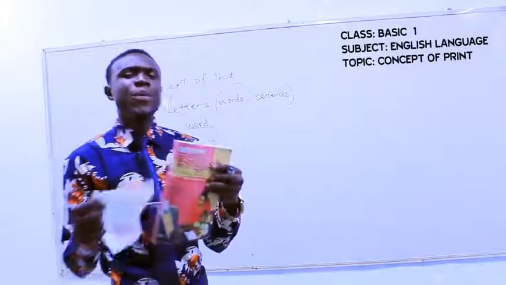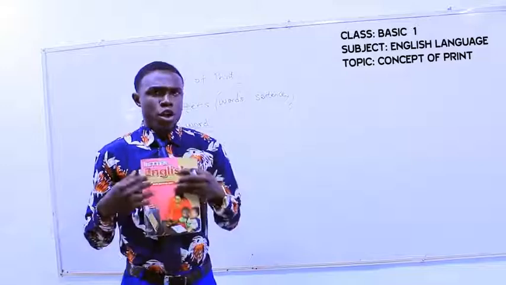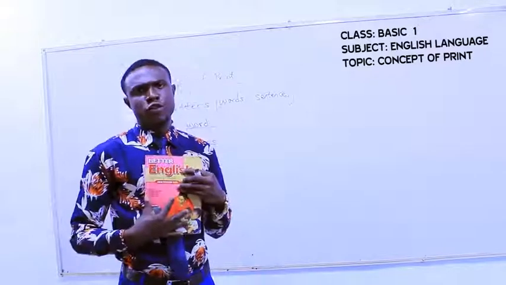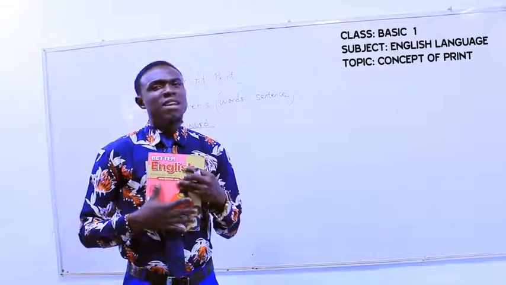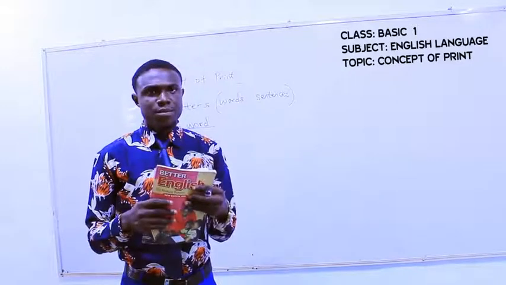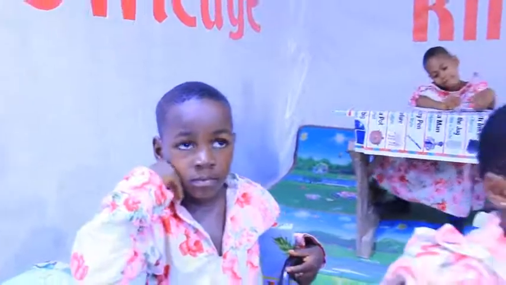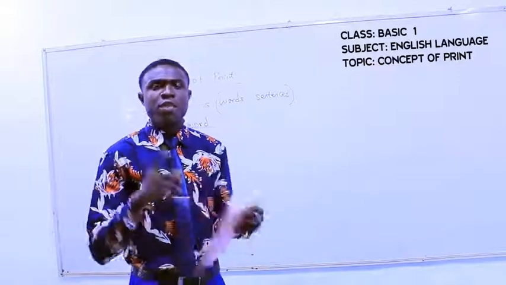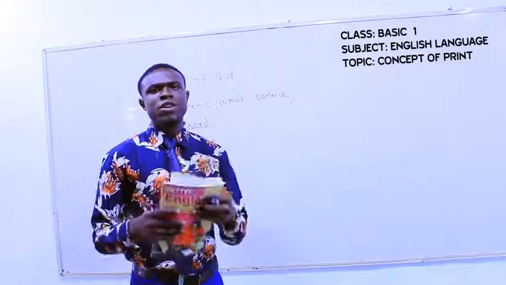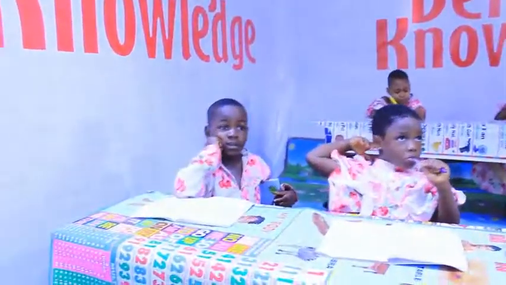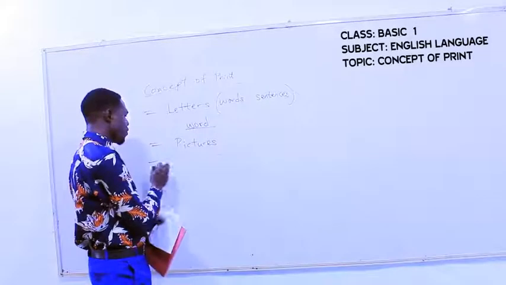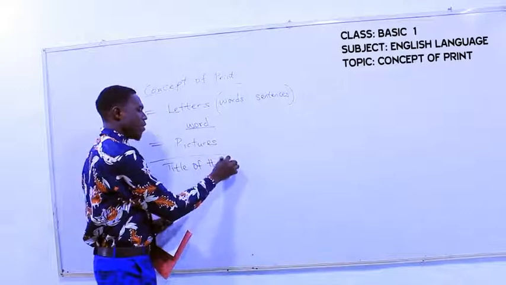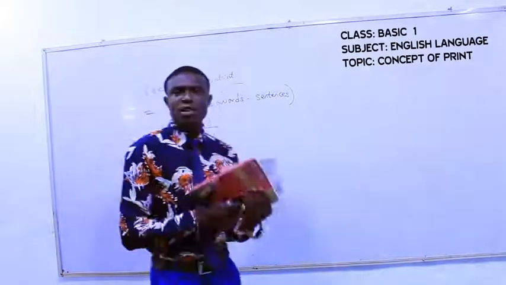So, every book you see, look very well. You can see these letters, you can equally see pictures. These are the two things that make up a print. Now, all these things written on them, what are they for? There are things you see on a printed book. You see the first one, which is the title of the book. Title of the book.